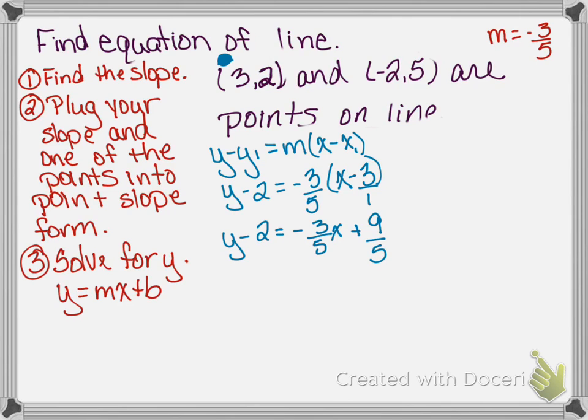Now I want you to look at exactly what I did there. So I did negative 3/5 times x, negative 3/5 times negative 3/1. So negative 3/5 times negative 3/1. A negative times a negative is a positive. 5 times 1 is 5. That's how I got that. Okay? Now, my next step is to add 2 to both sides.